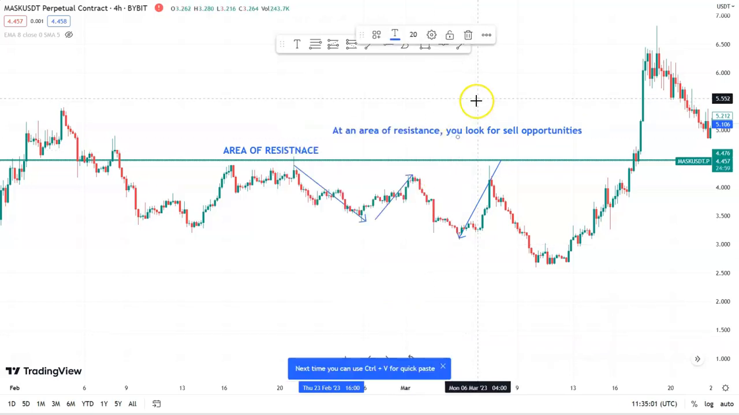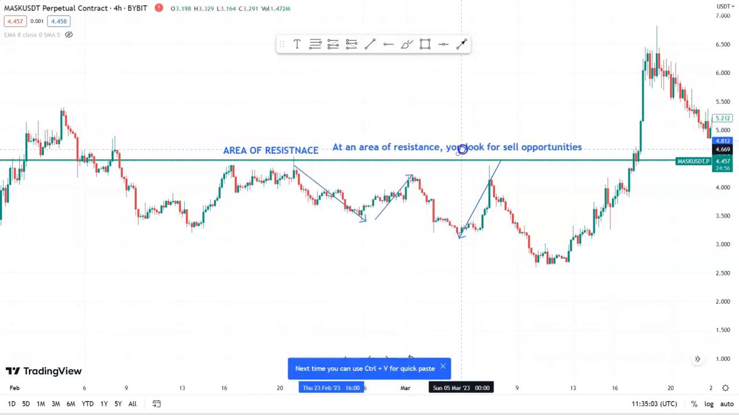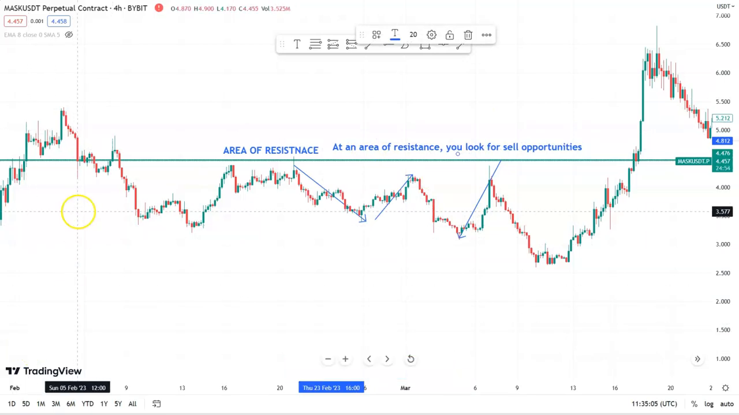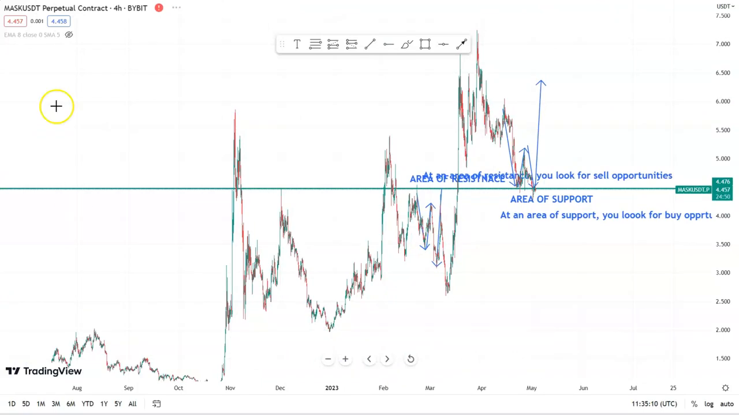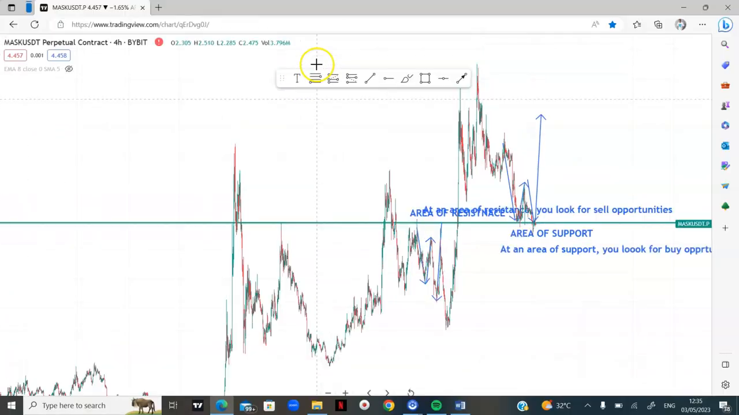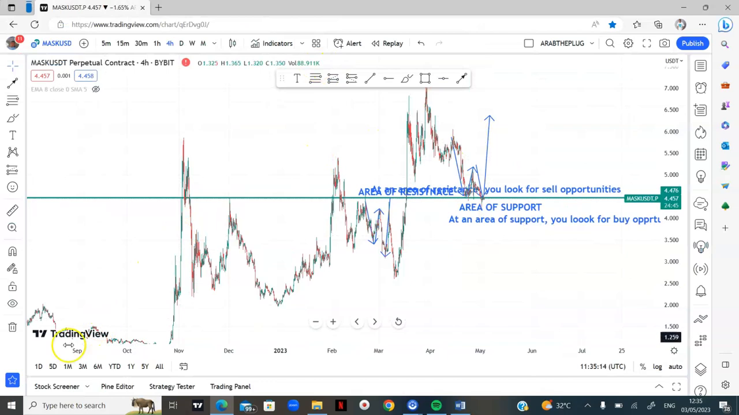So now, how do you draw support and resistance? Let's talk about how you draw support and resistance, because on your charts, you have to be able to draw them first before you can trade them at all. If you can't draw them, you can't trade them.